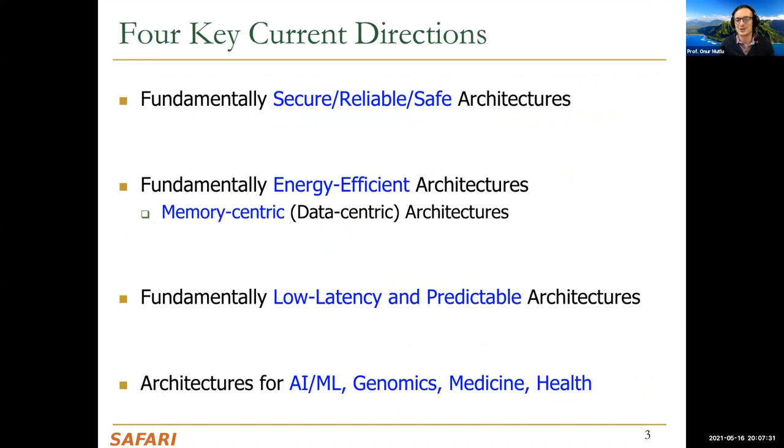And these are four key current directions that I'm going to talk about. We work a lot on fundamentally secure, reliable, and safe architectures because I believe it's going to be even more important going into the future. We tackle the energy efficiency problem by trying to make architectures much more data-centric. And these two things I'm going to have time to talk about. Probably we will not have time to talk about low latency and predictable architectures and architectures for really important applications. I will touch upon this, but I'm not going to go into much detail.